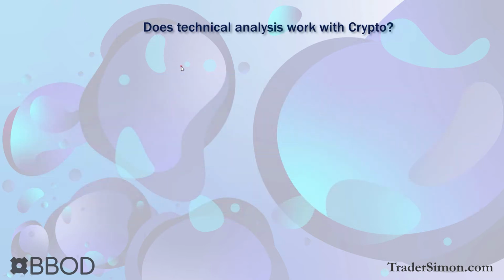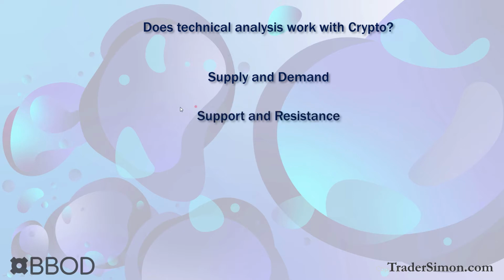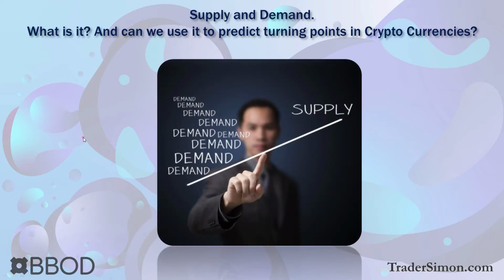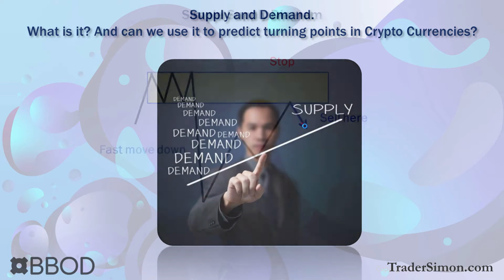Does technical analysis work with crypto? Well, yes and no. It depends how you do it. For me, I found supply and demand, obviously, and also support and resistance, and price structure as well. So we're going to look at all three of these. Okay, so supply and demand. What is it? And can we use it to predict turning points in cryptocurrencies?